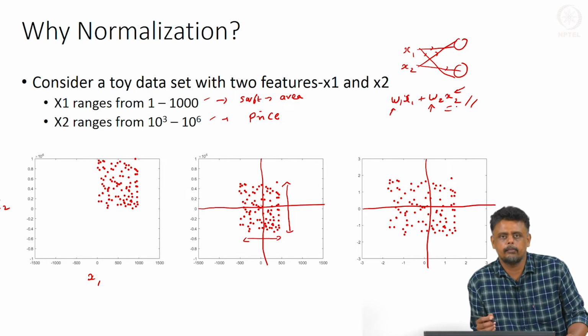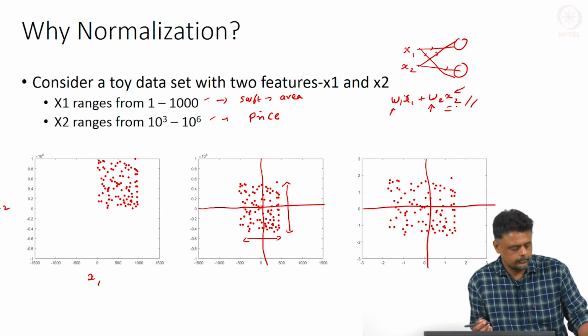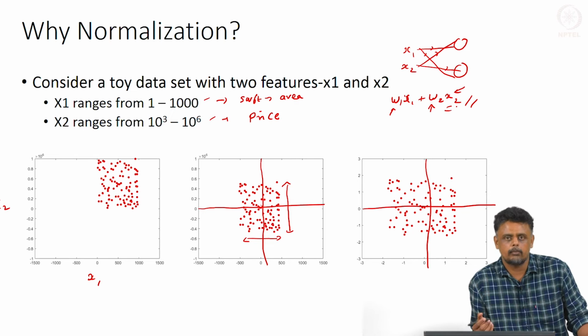To prevent that from happening, of course, during optimization W2 would be adjusted so that x2 does not dominate, but that is a difficult problem for optimization. If x1 and x2 are in the same range, then the problem is much more easily solved. So, that is the reason why we do this normalization.